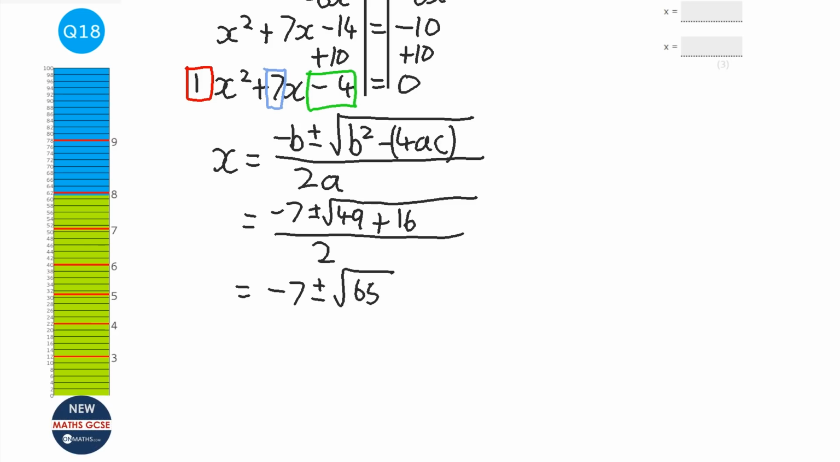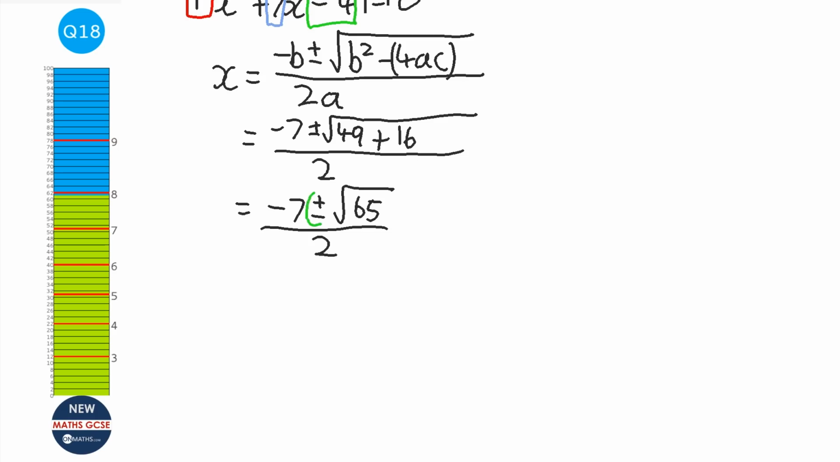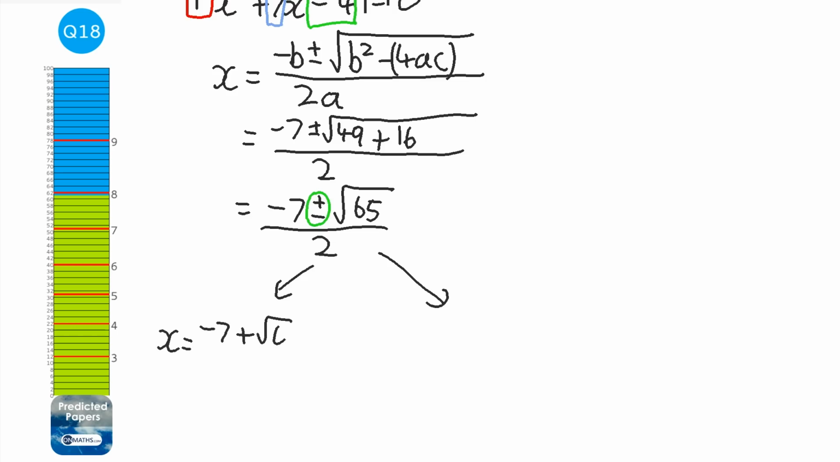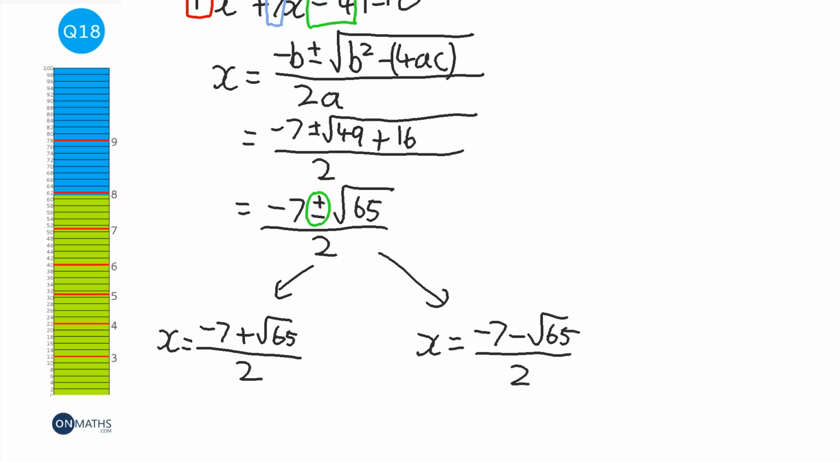So that's going to be square root of 65 over 2. This plus minus thing here just means that there's going to be a plus answer and a minus answer. So we split it up into 2 at this point. We have x equals minus 7 plus root 65 over 2, and we have x equals minus 7 minus root 65 over 2. And what you can do is just type that into your calculator, press the fraction button, then minus 7 plus root 65 over 2, and then you press equals, and that gives an answer for us.